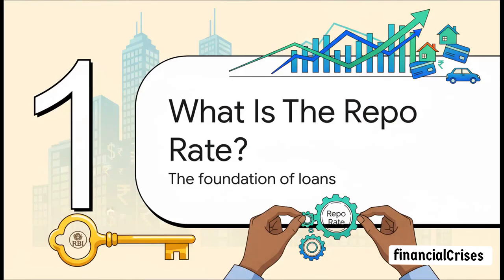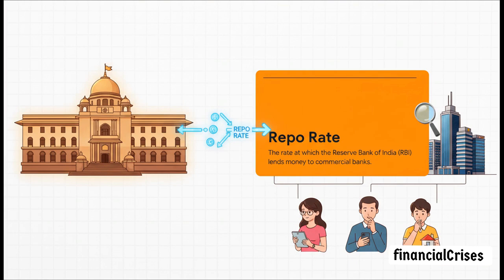Okay, first things first, what on earth is this thing called the repo rate? Well, the easiest way to wrap your head around it is to think of it as the absolute foundation for the interest rate on your loan. So what's the official definition? It's actually pretty simple. The repo rate is just the interest rate at which the Reserve Bank of India, the central bank of our country, lends money to all the commercial banks. We're talking about SBI, HDFC, ICICI, you name it.